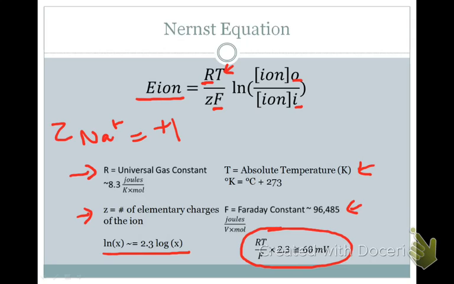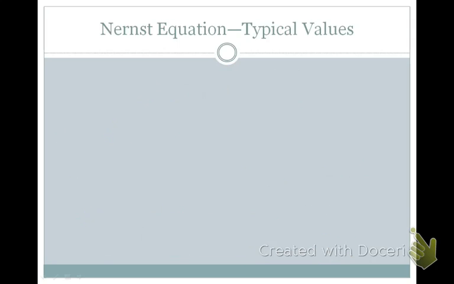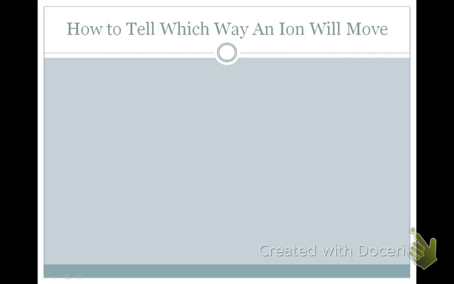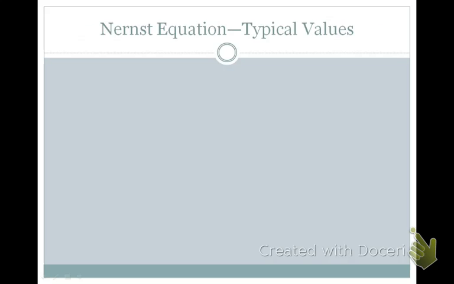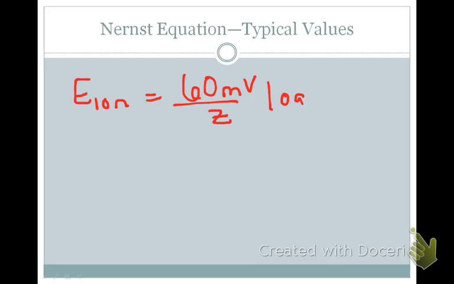So to rewrite the Nernst equation, we would say that the equilibrium potential of the ion, or E ion, equals 60 millivolts divided by Z of the ion you're trying to figure out times the log base 10 of the concentration of the ion outside over the concentration inside. So let's figure out some of the typical values you might get.